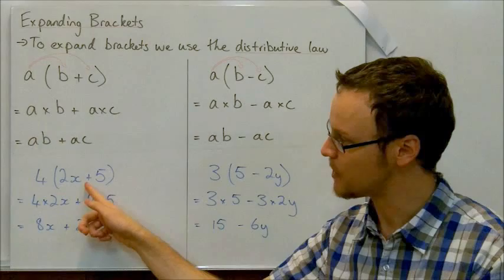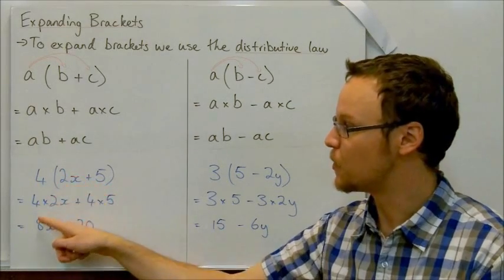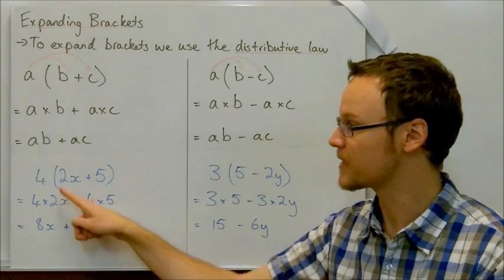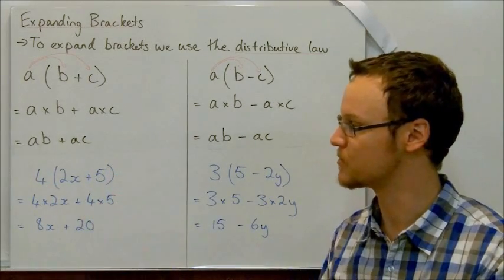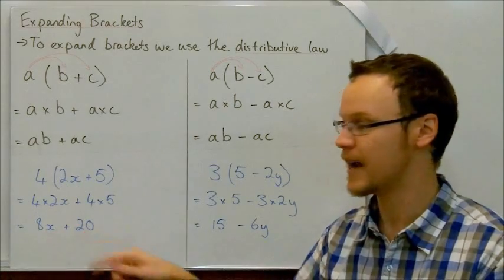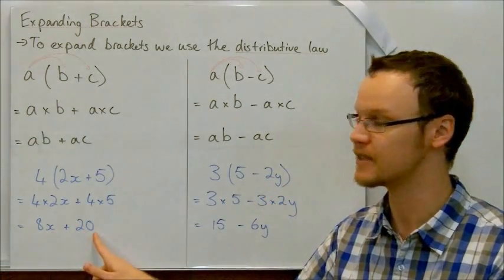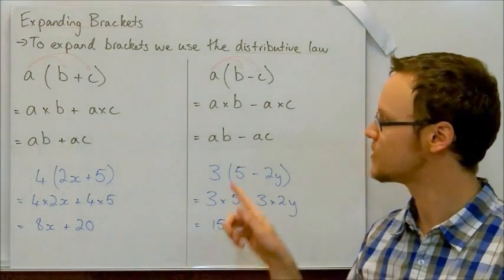Here, if we've got an example with a plus in the middle, 4 times 2x plus 5, we distribute the 4 with the 2x, 4 times 2x, distribute the 4 to the 5, 4 times 5, and we get 8x plus 20. Note we can't add the two together because they're not like terms. Here the variable is x, this doesn't have a variable, not like terms.